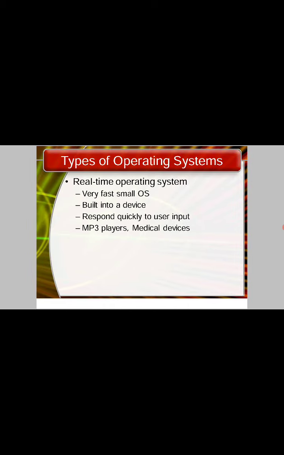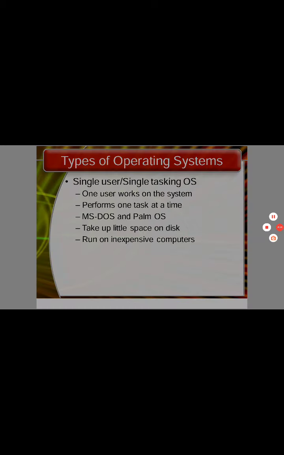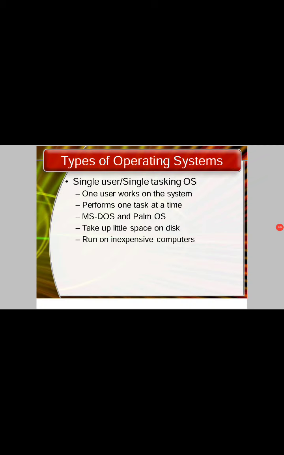So next type is single user or single tasking operating system. In a single user or single tasking operating system, only one user can operate a system and performs one task at a time. MS-DOS is an example. It takes up little space and runs on inexpensive computers.